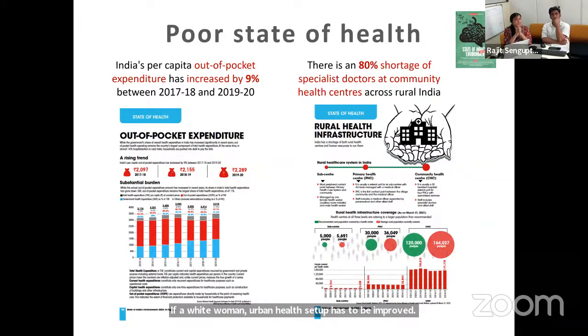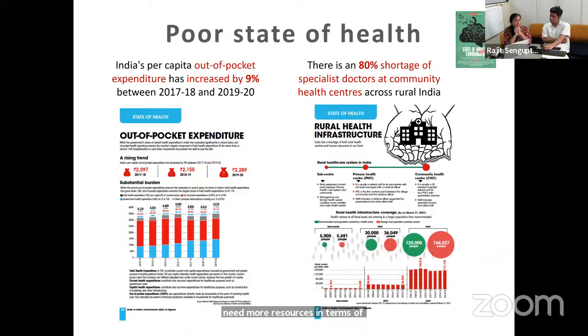And yes, there have been some improvements. If you see the trends, we're not denying that. But despite the improvements, there's still a shortage of the human resources that we need at our health centers across rural India. For example, we need specialist doctors in community health centers, but even today there is an 80% shortage of specialist doctors in our community health centers across rural India. In urban areas, we have access to these specialists, but rural India still needs better access and more specialists.